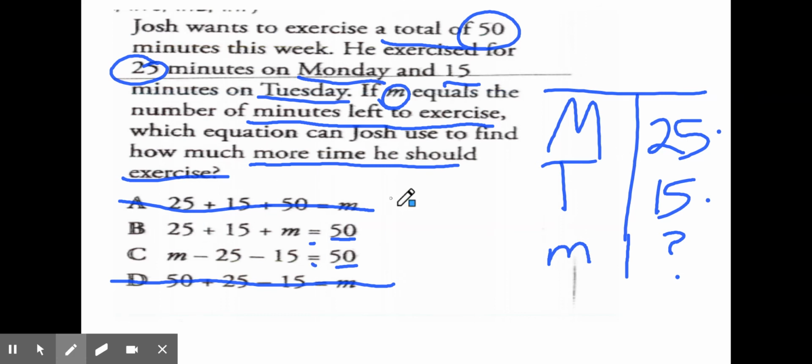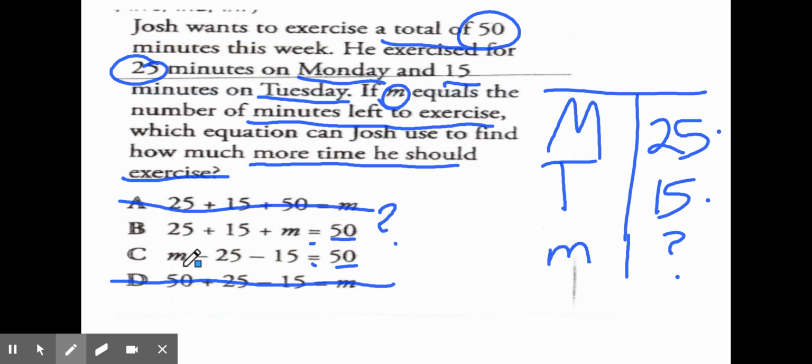B is saying that if I add Monday's 25 and Tuesday's 15 and my missing amount that I don't know, it all should equal 50. Well, does that make sense? If I add Monday, Tuesday, and my missing amount, should it equal my total of 50? Maybe. Well, let's put a question mark.